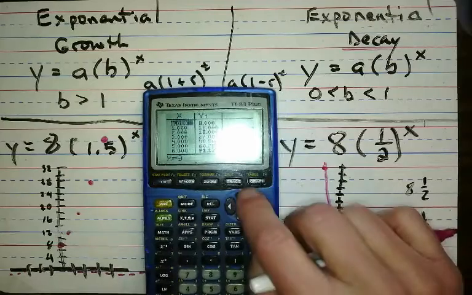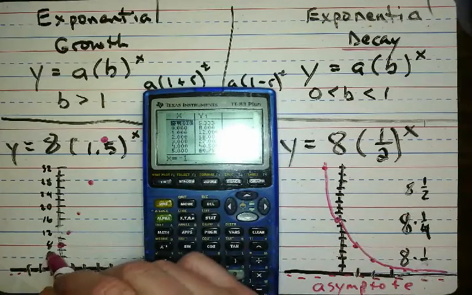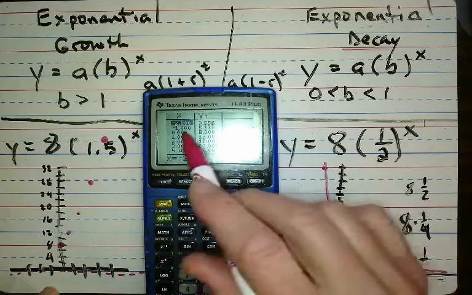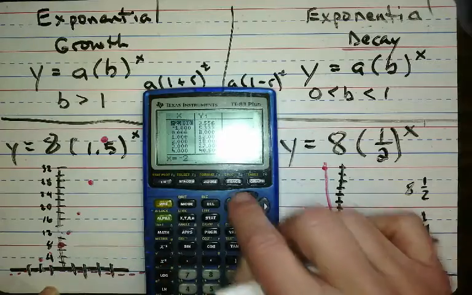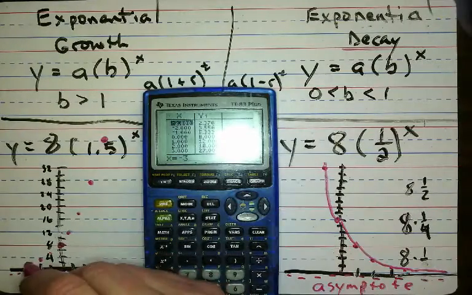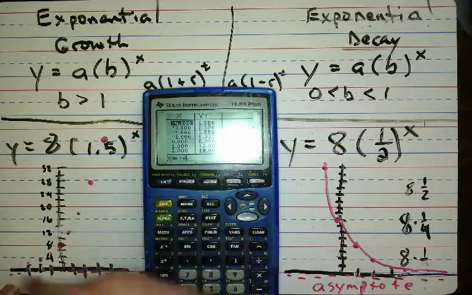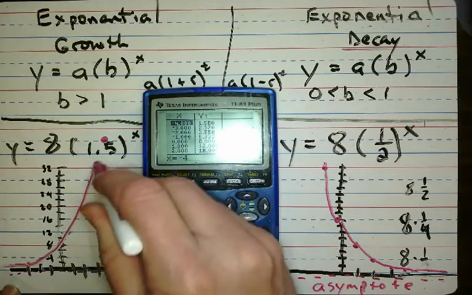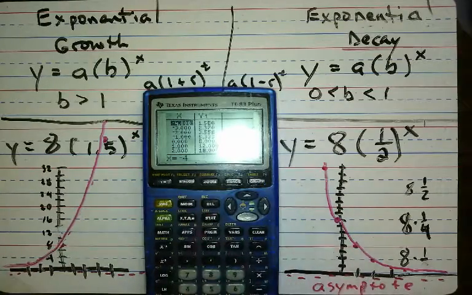And what's happening on the other side of the world? At -1, I'm at 5. At -2, I'm at 3.5, and 2.25, and 1.5. So what's happening? My graph is going like this. Yeehaw! Right?